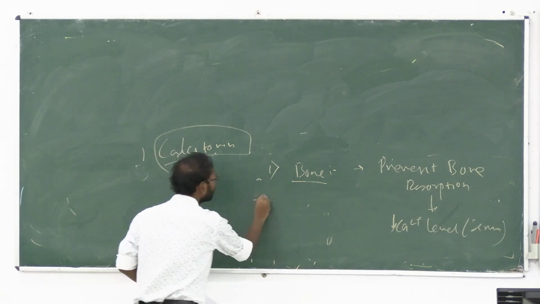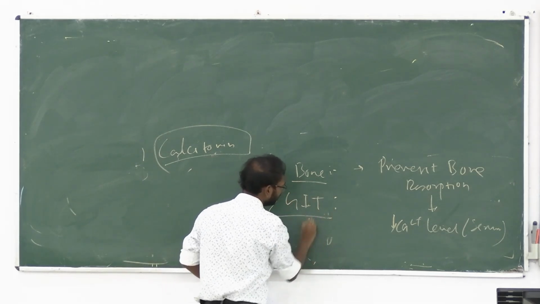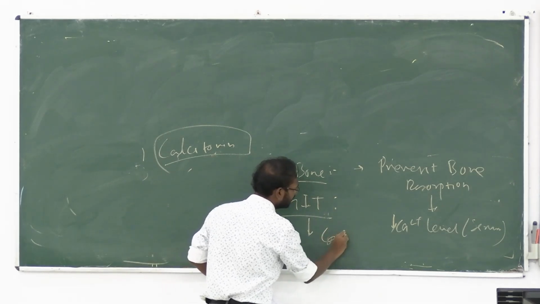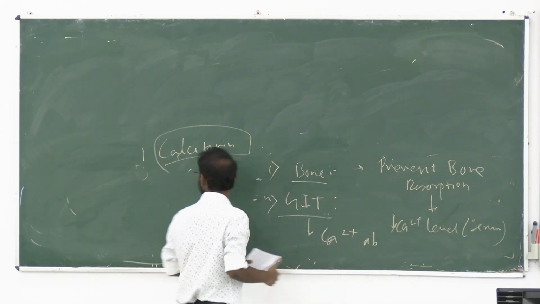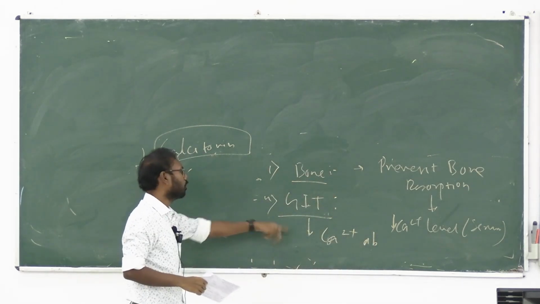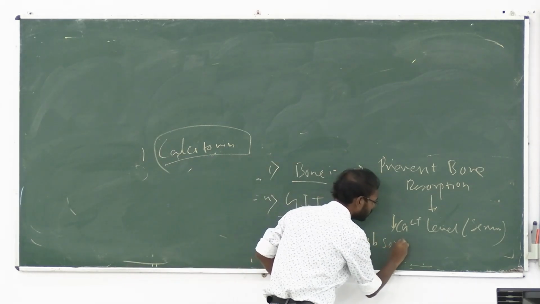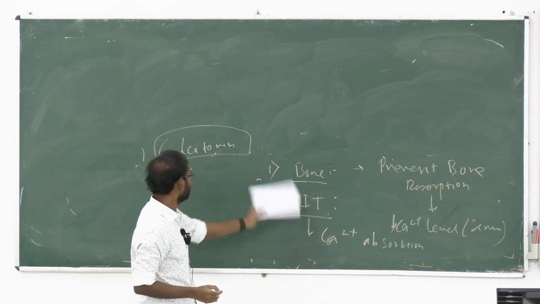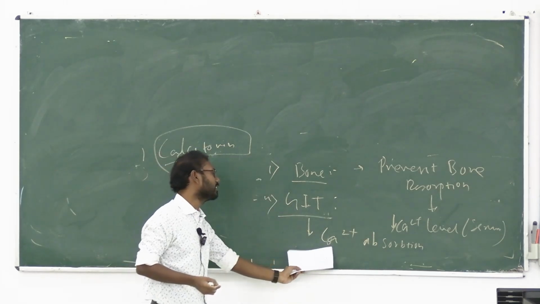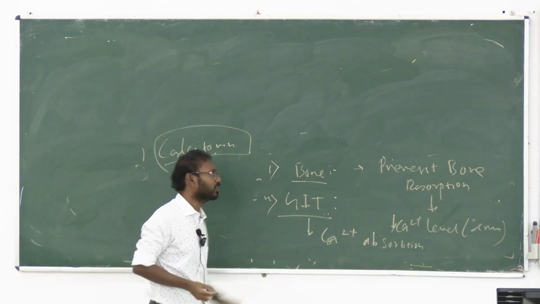that is one function on bone. Second, GIT, decrease calcium. What will it do in the GIT? Decrease calcium absorption. So if it decreases calcium absorption, automatically it will decrease serum calcium level. Okay, so nothing much to understand. In case of GIT, calcitonin simply decreases calcium absorption, resulting in decreasing serum calcium level.